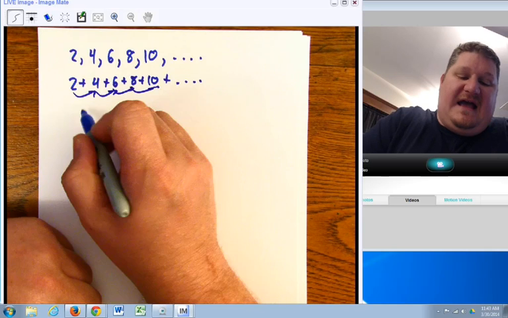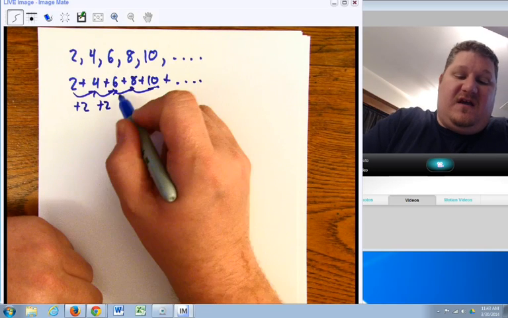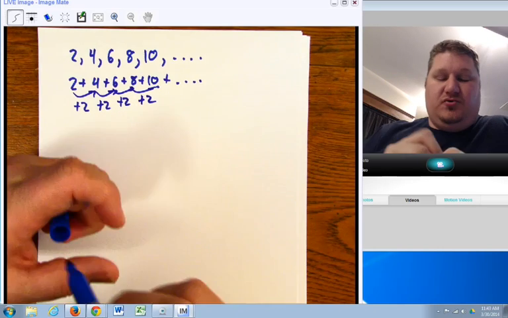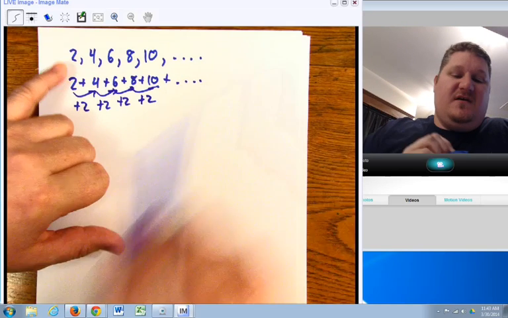Now, obviously, to get from one to the other, the thing that makes it arithmetic is the fact that we're adding. In this case, we're adding 2. 2 plus 2 is 4. 4 plus 2 is 6. 6 plus 2 is 8. 8 plus 2 is 10. On and on and on to either a specified term for a partial sum or infinity forever.